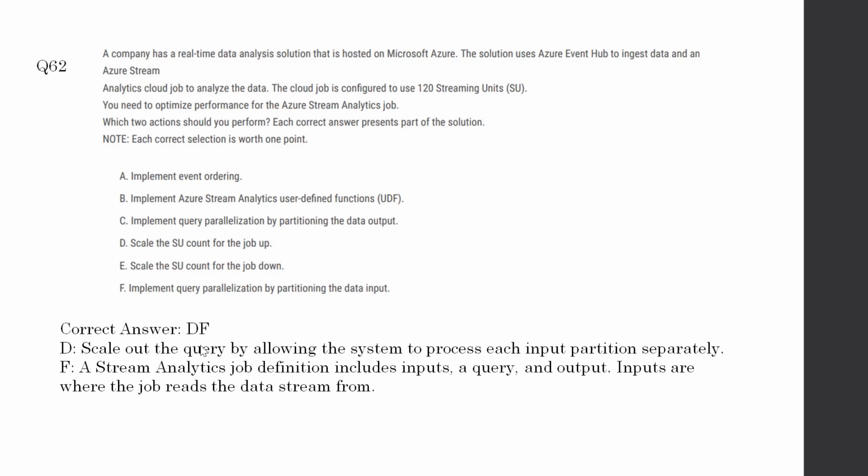The answer over here is D and F. Scale the SU count for the job up, and scale the streaming unit count for the job down. So the answer is D. Oh, sorry, that is E, right? Sorry, I mistakenly mentioned it. So D and F: implement query parallelization by partitioning the data input. Please correct it yourself. D and F is the correct answer over here.